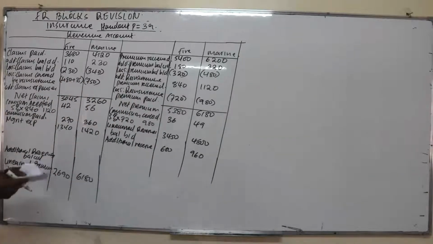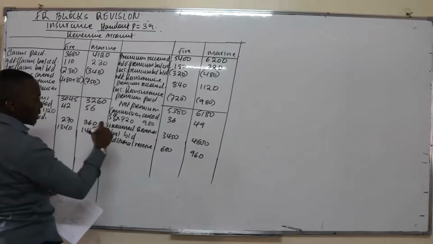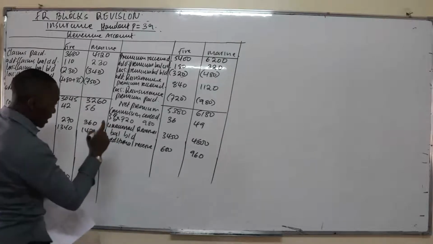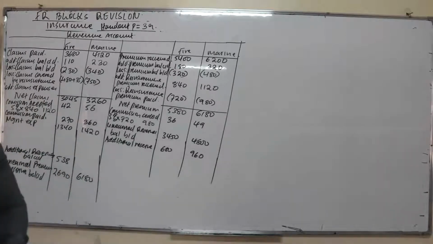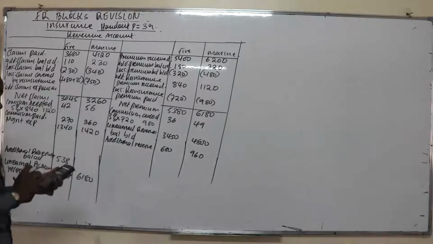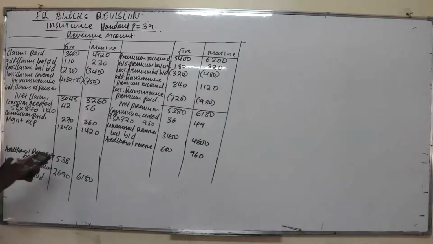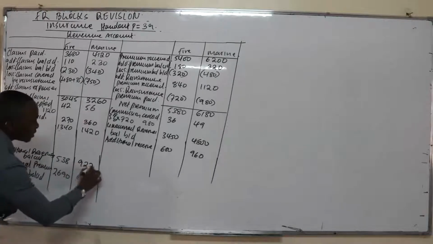So for fire, we maintain 10%. So you take 10% of the net premium, which was 5380. So 10% is 538. And then for marine, you maintain 15%. So you take 15% of 6180. You get 927.